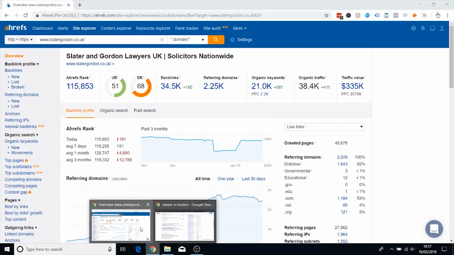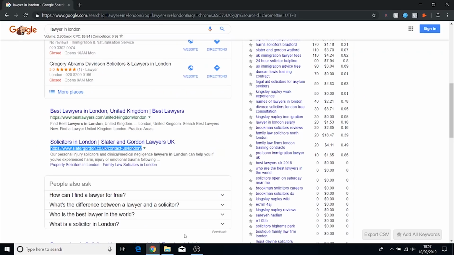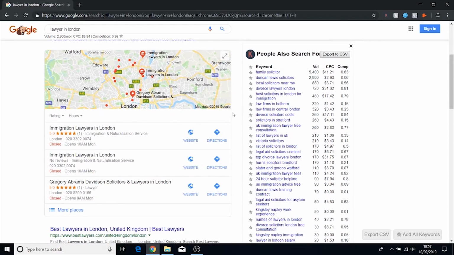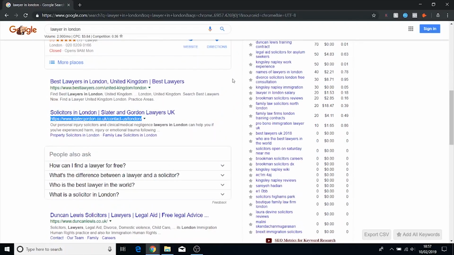Once again, if you have a client or you are a lawyer who wants to go after this keyword, you need to know that this is going to take a very, very large budget, and it's going to take anywhere from 12 months to 2 years to become #1 for this keyword.